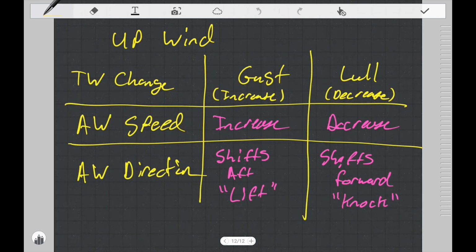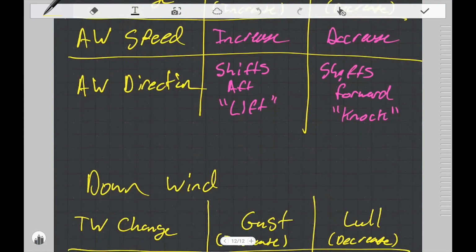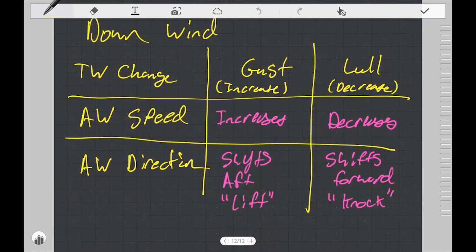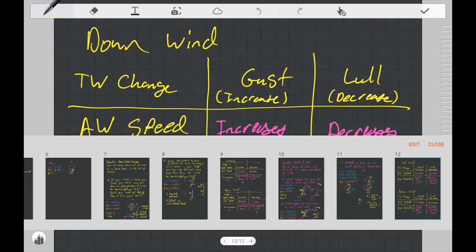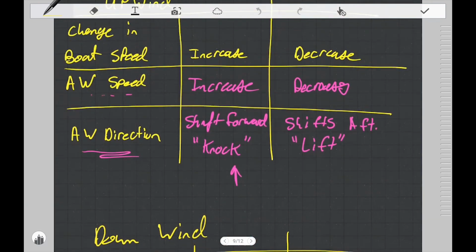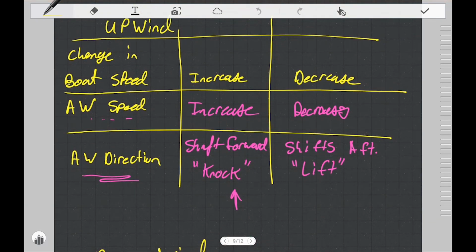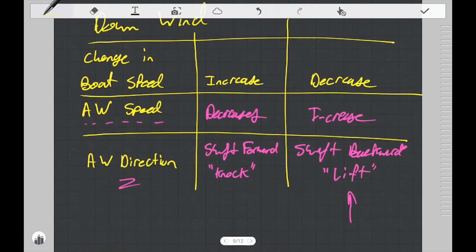So what you can see is that when we're dealing with changes in the true wind, or gusts and lulls, the table that we made for upwind sailing is the same as the table that we made for downwind sailing. And this is the exact opposite of the table that we made when we were dealing with changes in boat speed. You can see here that the apparent wind speed column changes from upwind sailing to downwind sailing.